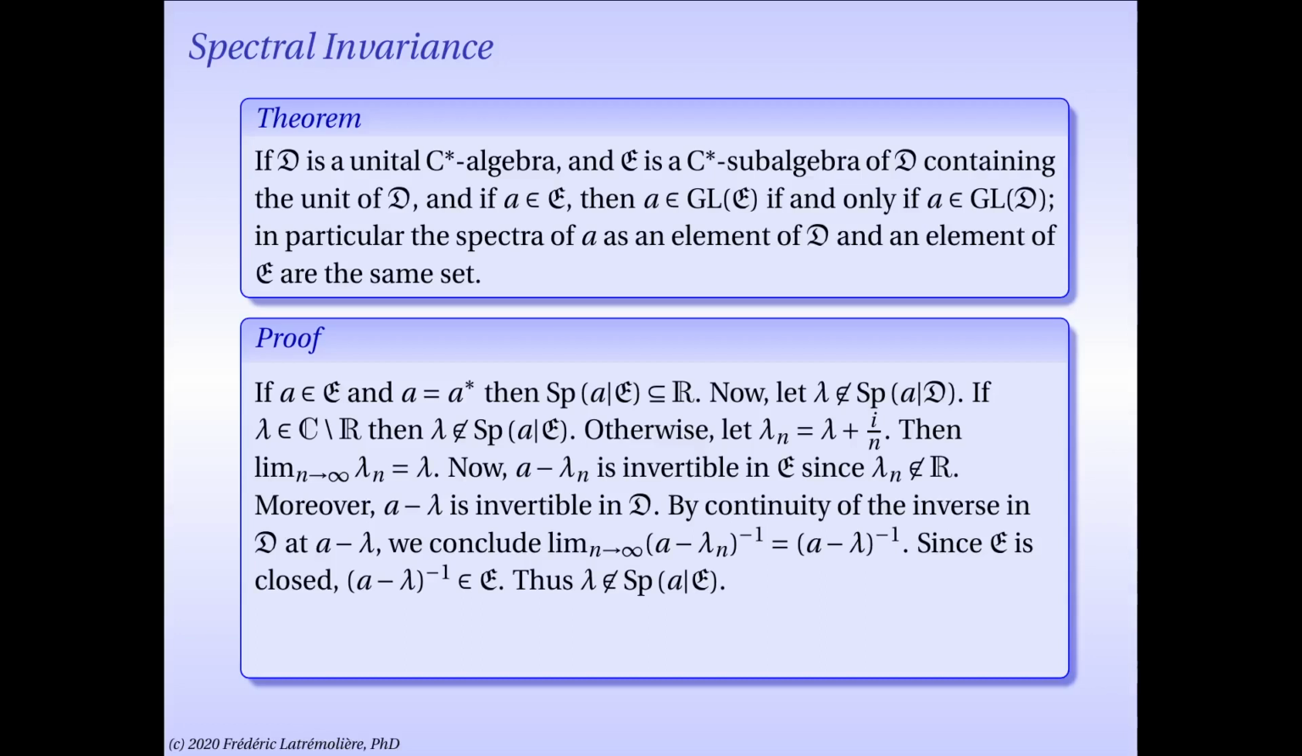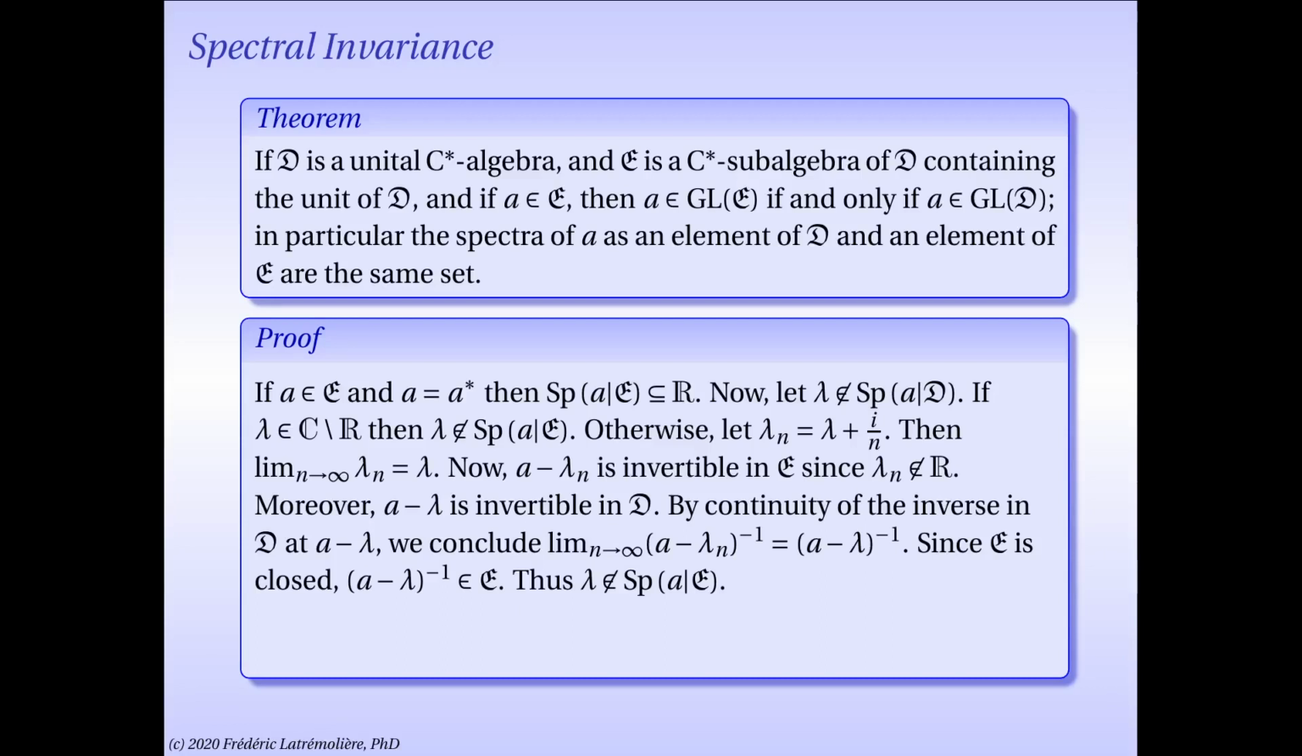The inverse function, of course, is continuous at A minus lambda, since A minus lambda is invertible in D. That's a general result about unital Banach algebras. And so we can apply our continuity result to conclude that the limit as n goes to infinity of the inverse of A minus lambda_n must indeed equal the inverse of A minus lambda. But remember, A minus lambda_n inverse are all elements of the C-star algebra E. Okay? And the C-star algebra E is, in particular, closed. So the inverse of A minus lambda must actually be in E. And therefore, lambda cannot be an element of the spectrum of A computed in E.